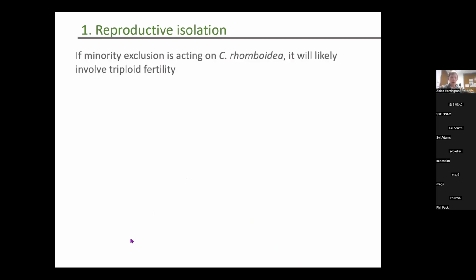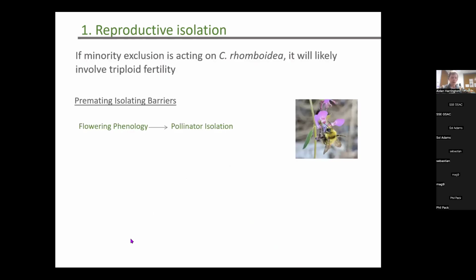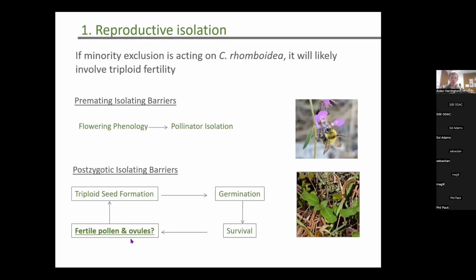rhomboidea, I think it will involve triploid fertility because, as I've shown you, there is actually a great deal of pollinator isolation between these species. And as I just showed you, triploid seeds apparently form quite readily. They germinate fairly well, and I'm actually growing them all in the greenhouse right now. All of the offspring from those crosses are currently growing and surviving so far. So the key point here will be understanding how fertile those individuals are.